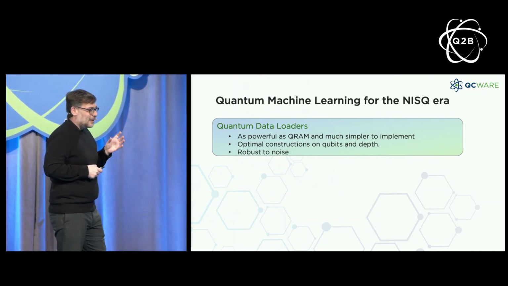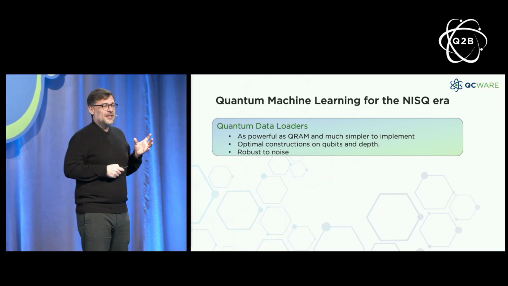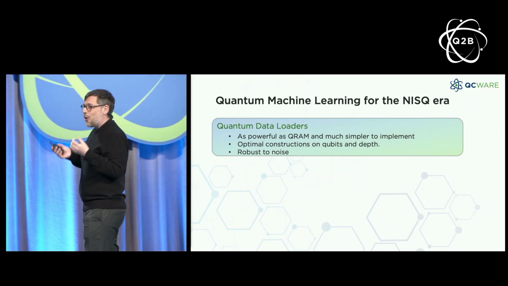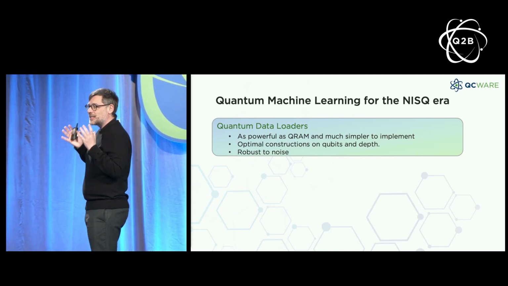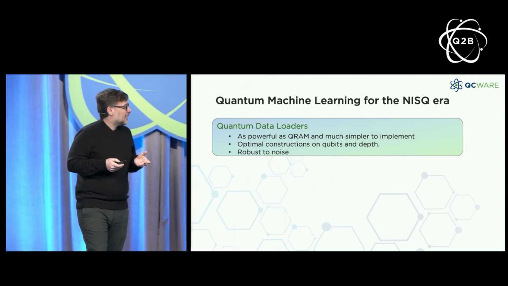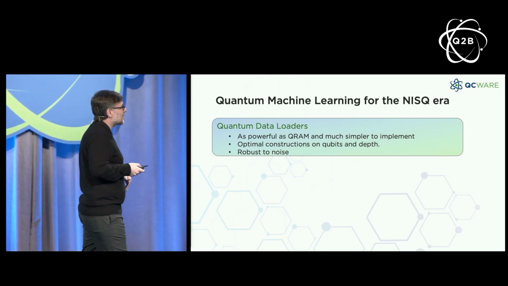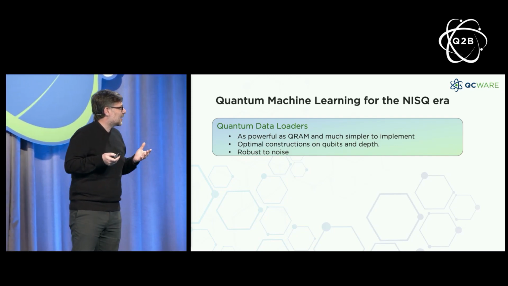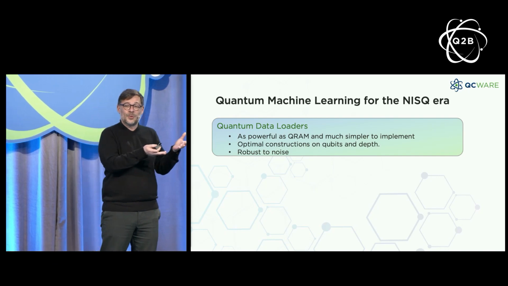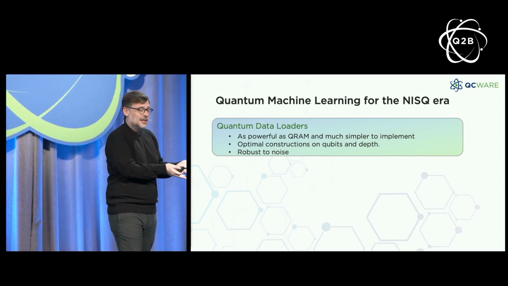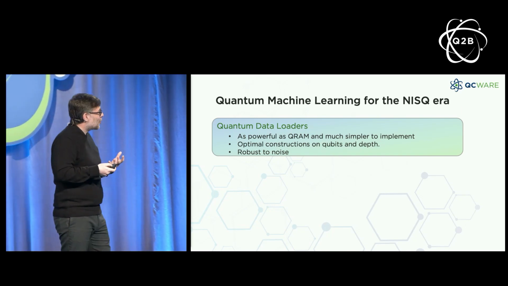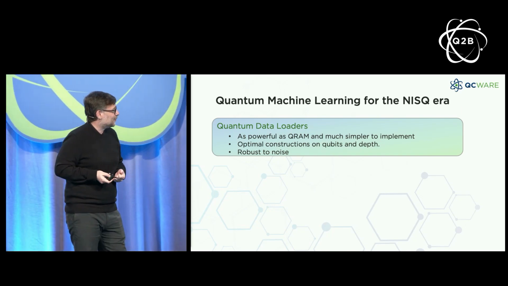So we went back and we said, do we really need everything that this QRAM is supposed to be doing that makes it very difficult to implement, or can we get away with something which is simpler to implement? And this is what we came up with, these quantum data loaders. They're as powerful as these random access memory things are, in the sense that we can use them to do what we needed for the algorithms, for solving the use cases, and they're much simpler to implement, and also much more robust to noise.